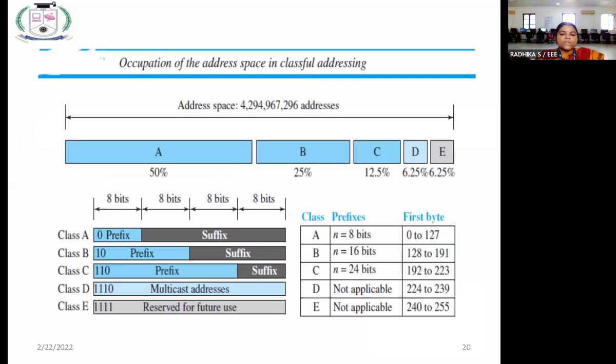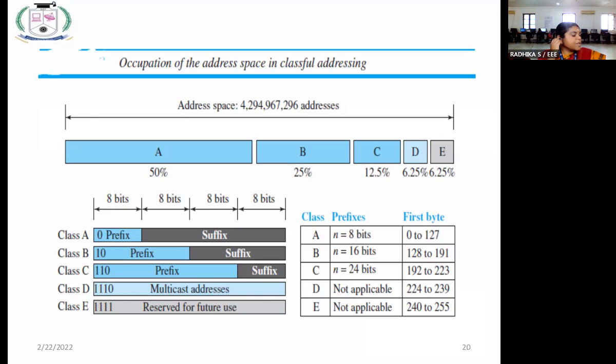In classful addressing, the addresses are divided into different classes, and the weightage or the occupation of each class is illustrated here. Class A occupies 50% of the address space, whereas class B occupies 25%, and as you go further, the occupation of each class keeps on decreasing. In class A, the prefix is 8 bits, whereas the suffix has all the rest of the bits, which is 24 bits.